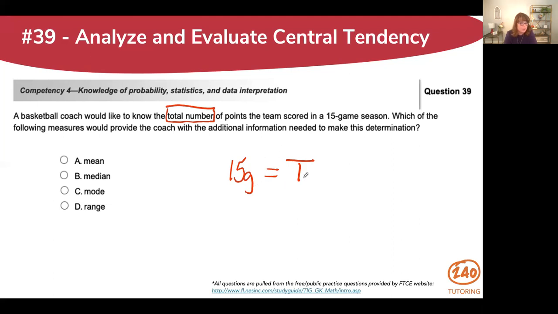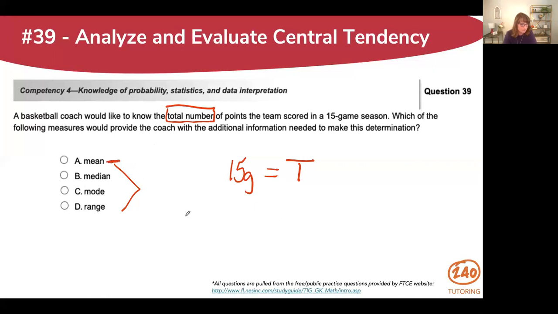We want something that will give us this total. So let's think about this. All right. What of these actually works with a total? All right. Think about that. Range is the difference between the largest and the smallest. Mode is the number that occurs the most often. Median is the number in the middle. Mean is the average, and we find the sum, which is the total. So hopefully you think it's mean already, but let's actually plug that in.